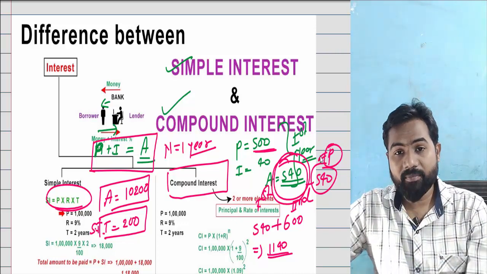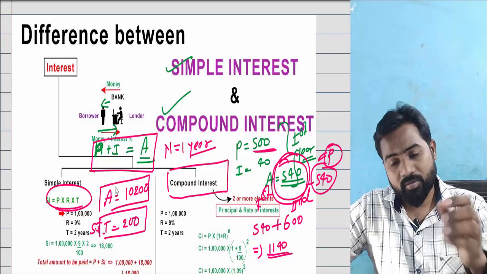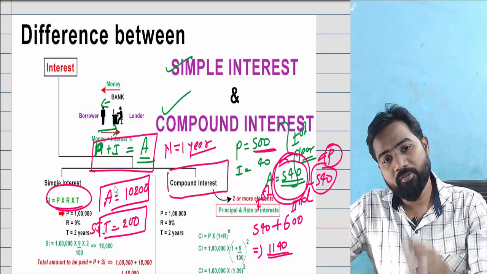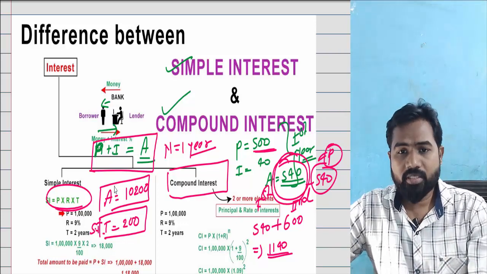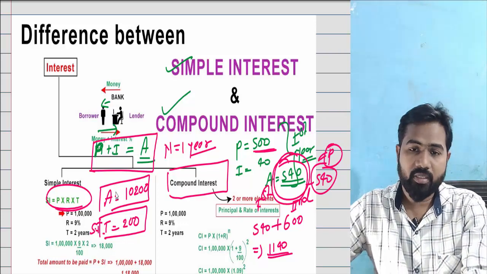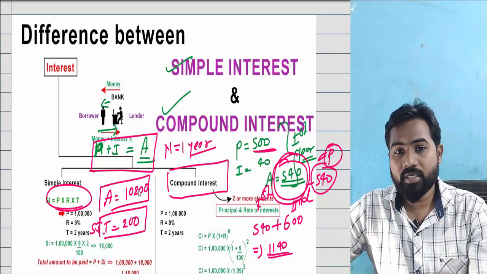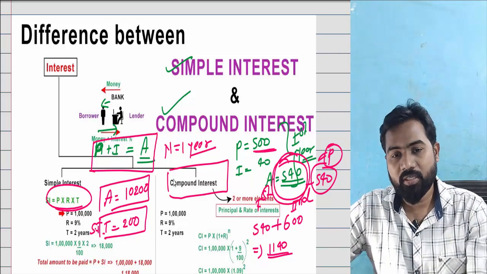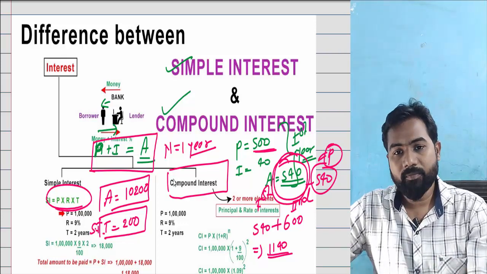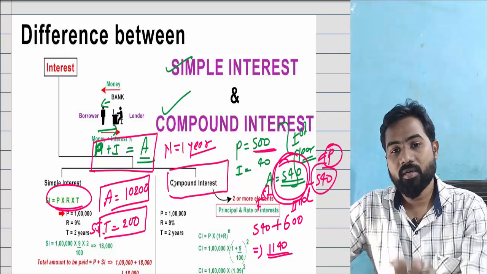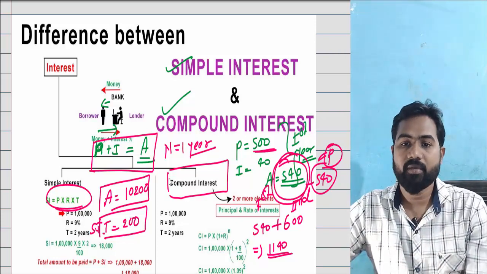In simple interest what happens? This 10,000 is a fixed amount as the principal amount for 1 year, 2 year, 3 year, 4 year. If you are not able to pay the loan after 1 year, again you have to pay only the interest charged by the bank on 10,000 only. But in compound interest, after 1 year, in the second year the bank will charge, including your principal amount plus interest, and will consider it as the whole principal amount. That's the difference between simple and compound interest.